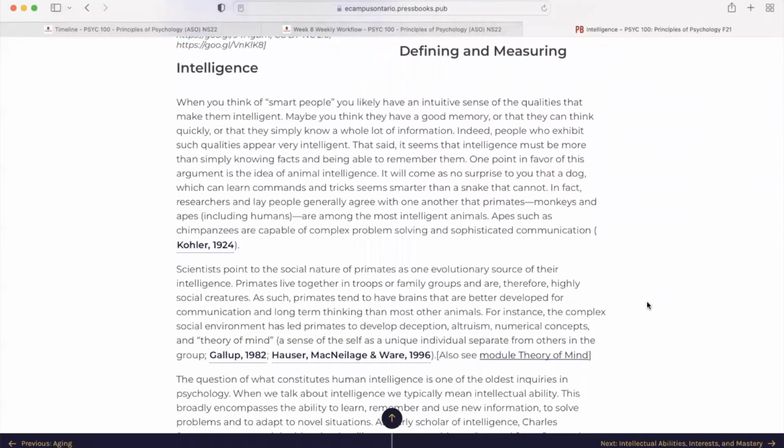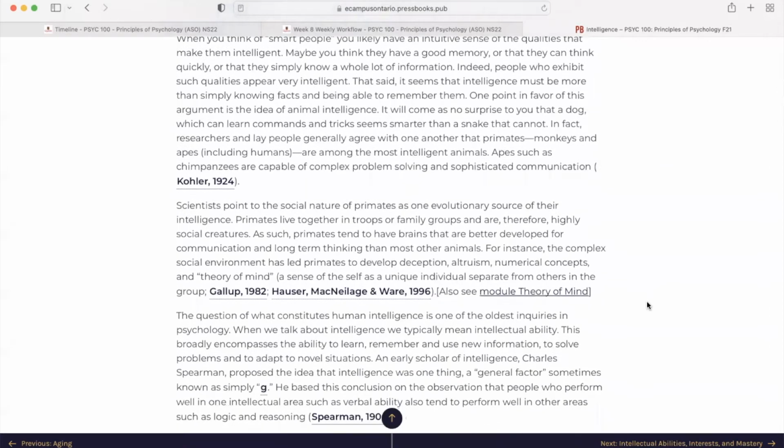Defining and measuring intelligence. When you think of smart people, you likely have an intuitive sense of the qualities that make them intelligent. Maybe you think they have a good memory, or that they can think quickly, or that they simply know a whole lot of information. Indeed, people who exhibit such qualities appear very intelligent. That said, it seems that intelligence must be more than simply knowing facts and being able to remember them. One point in favor of this argument is the idea of animal intelligence.